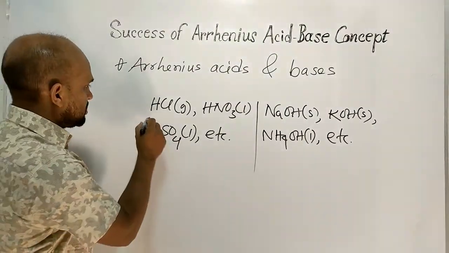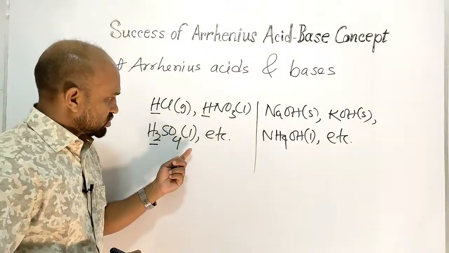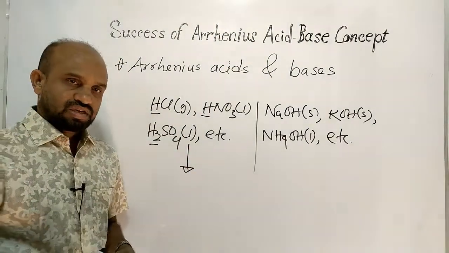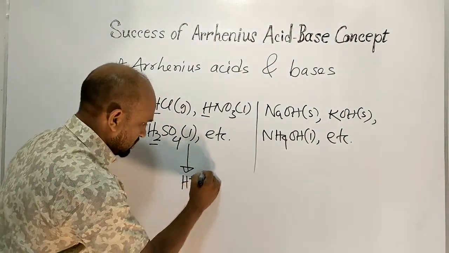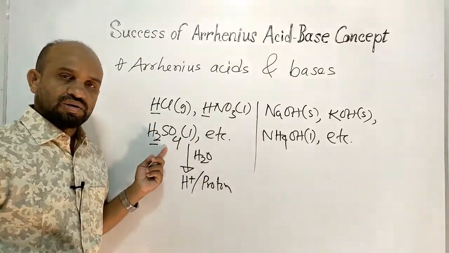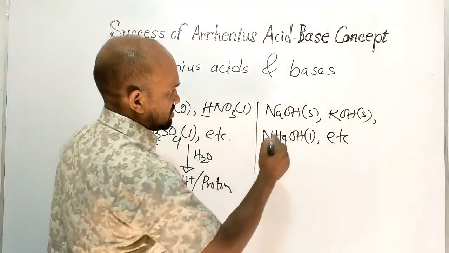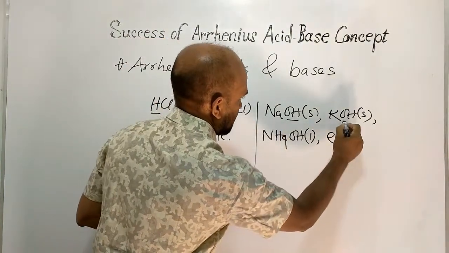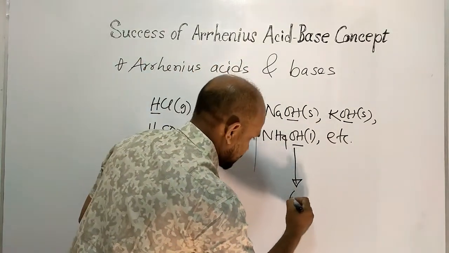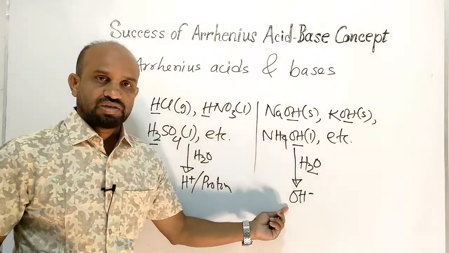Here we see that all the compounds have a common element, that is hydrogen. So the definition is: the hydrogen containing compounds that can produce protons in water are called Arrhenius acids. And for Arrhenius bases, we see that all the compounds have the hydroxide ion. So the compounds that can produce hydroxide ion in water are called Arrhenius bases.